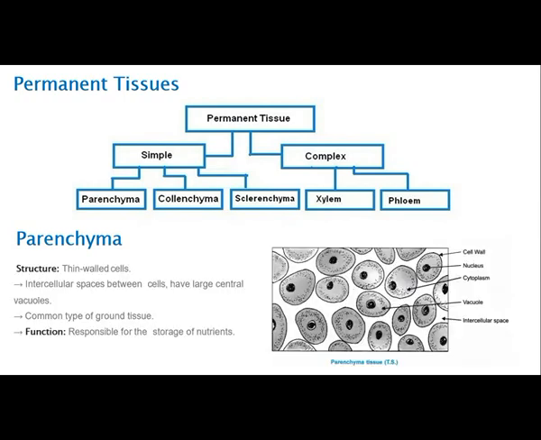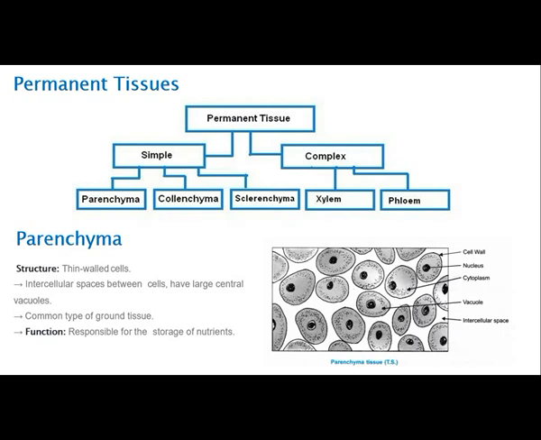Now coming to the first of the simple permanent tissues, that is parenchyma. It is a primitive tissue and it is the first evolved tissue. All the remaining tissues are derived from this tissue, so it is also called the fundamental tissue. The cells are of various shapes, that is barrel shaped, spherical or polygonal. The cell wall is made up of cellulose.